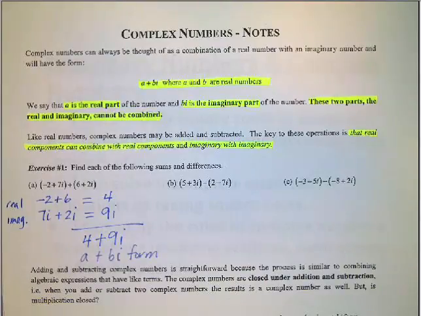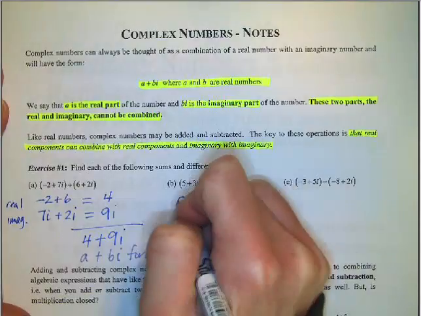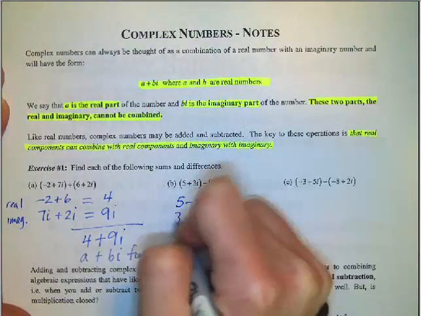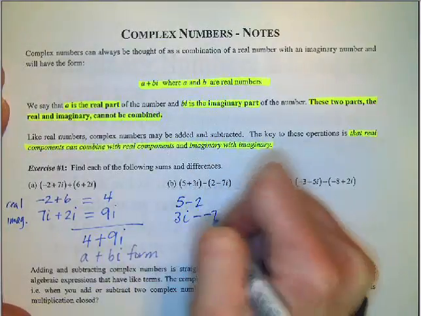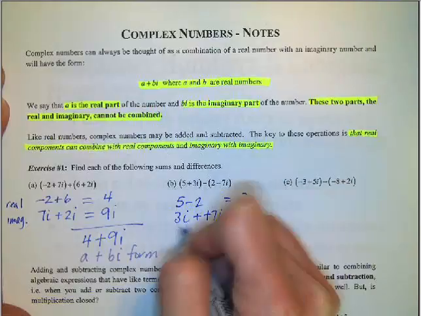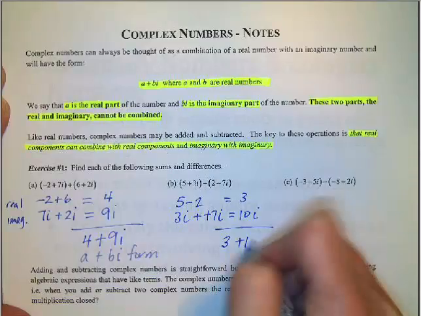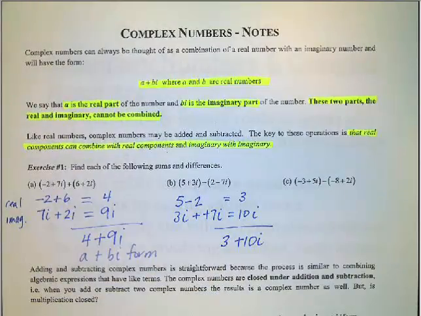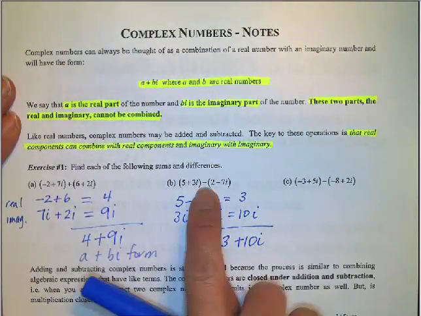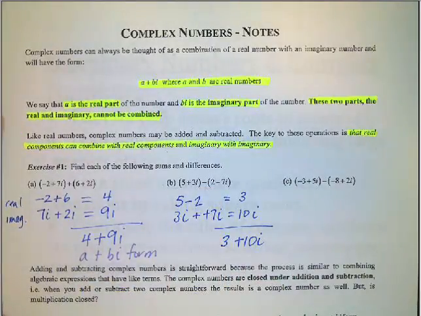Subtraction is always going to be a little bit more difficult, but just be careful. So I have 5 minus 2 and 3i minus -7i. Two negatives make a positive, so 5 minus 2 is 3, 3i plus 7i is 10i, so my answer is 3 plus 10i. So for subtraction, make sure you give this subtraction sign to both parts, okay? That's why I think it's easier to write the real parts together and the imaginary parts together.